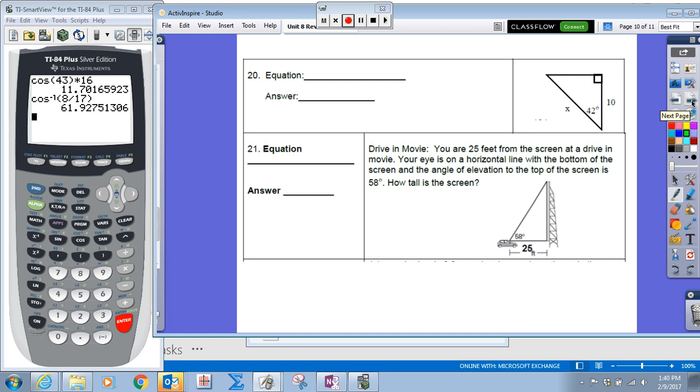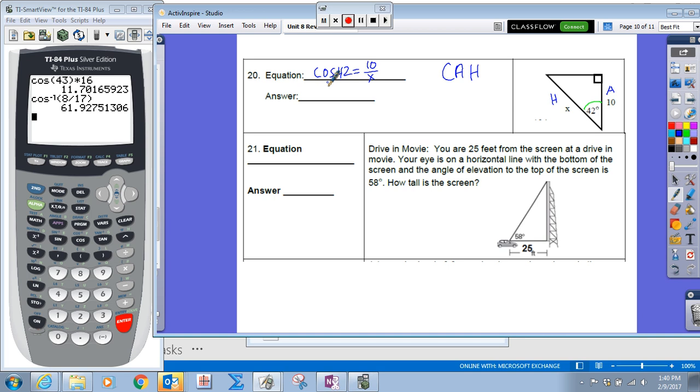Okay, number 20, the equation, we have this angle right here, and our sides are, this is adjacent, and hypotenuse. So we're trying to find the hypotenuse. Again, we're going to use cos because we have adjacent and hypotenuse. So our equation would be the cosine of 42 would equal 10 over x.